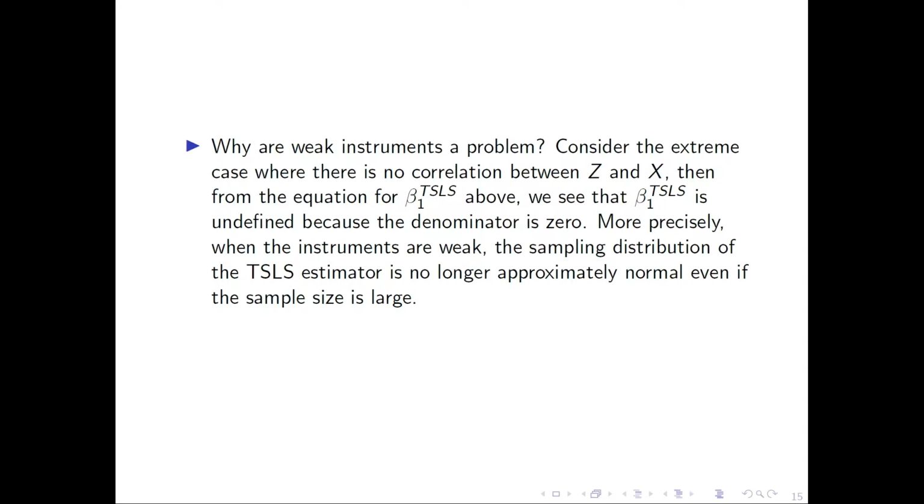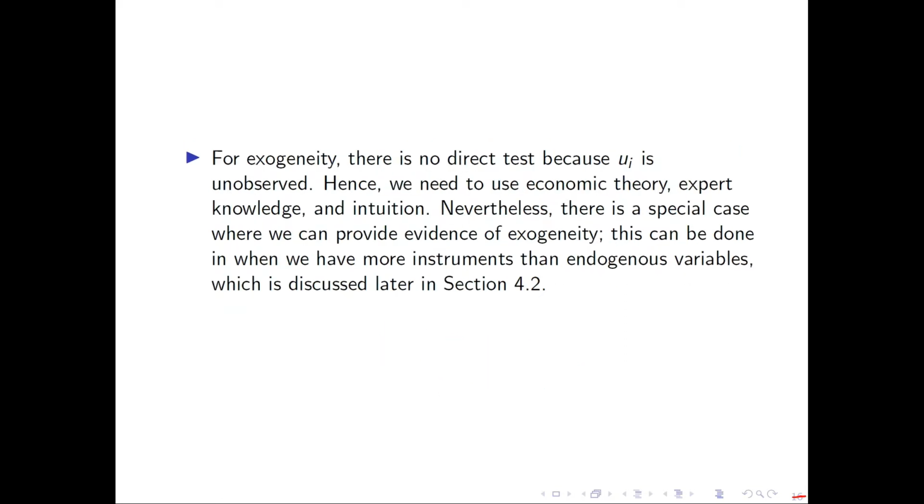Why would this weak instrument be a problem? Well, let's consider no correlation between z and x. Then, from the equation of the estimate of the beta above, we see that it was the covariance between z and y divided by the sample covariance between z and x. And if the correlation between z and x is 0, then the sample covariance between z and x equals 0. And then you have an exploding estimate of the true effect of x on y. So that's the case for relevance.